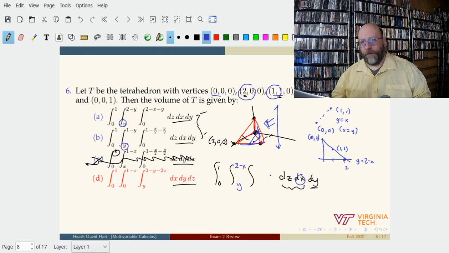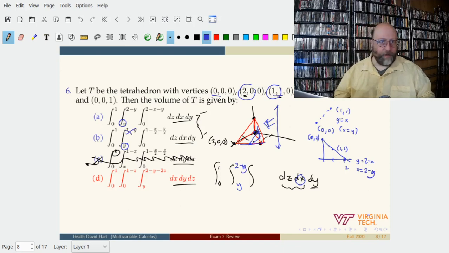All right. Except I have to say what x is. X is 2 minus y. Not y is 2 minus x, but x is 2 minus y. And so that eliminates this choice. It can't be B. So far, A is still looking pretty good.